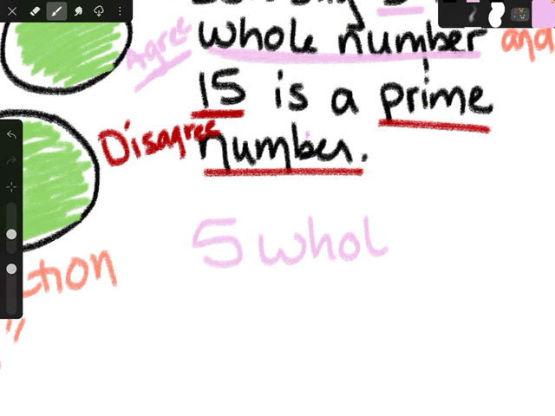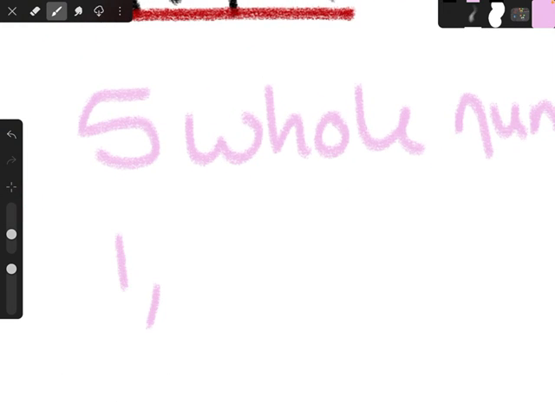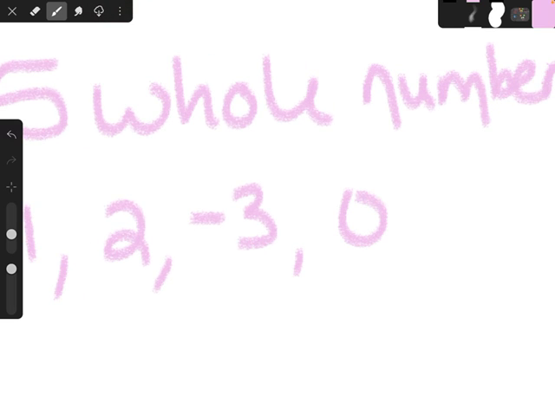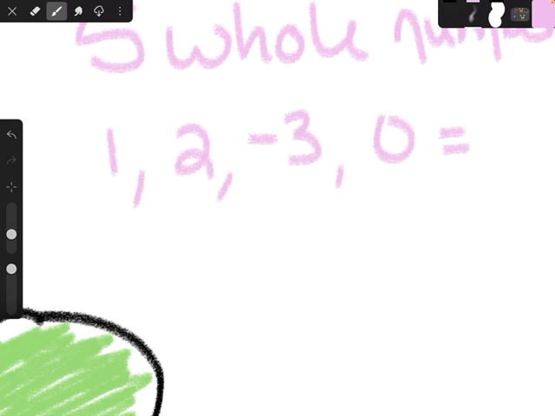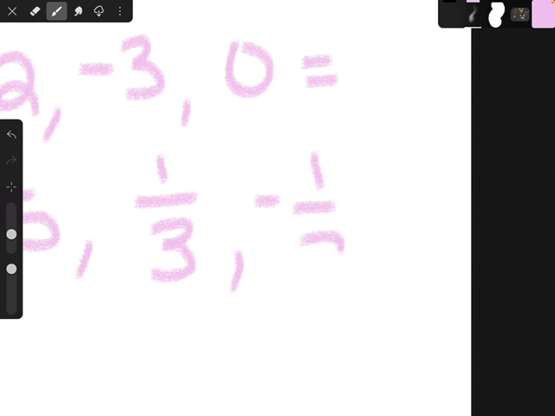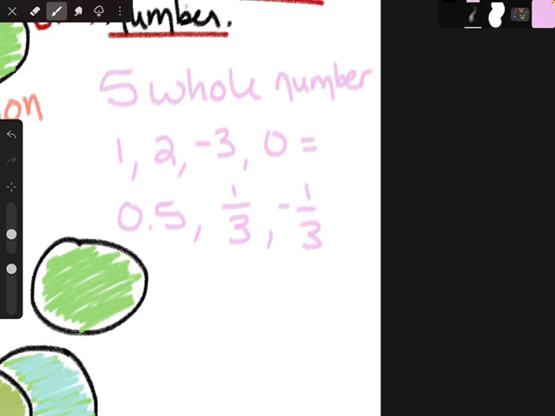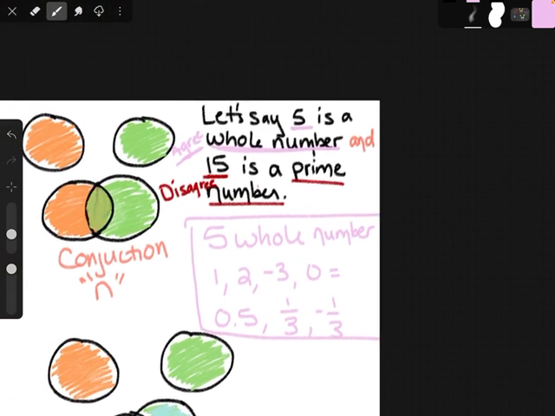So I agree that 5 is a whole number, because I know for a fact that whole numbers are 1, 2, 3, 0, right? All of these are whole numbers. I disagree that whole numbers include 0.5, 1/3, or -1/3. I don't agree that any of these are whole numbers. So, because of this, I can say that I agree.